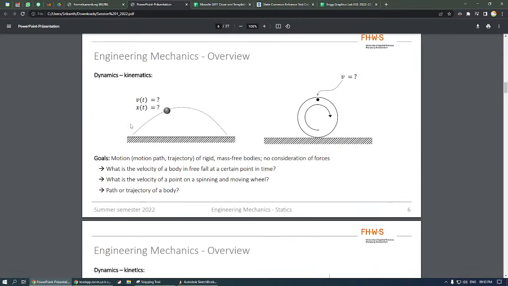Then what do we have here? Dynamics and kinematics. So how the objects are moving. So trajectory of the path. If your object is thrown in the air, then the path followed by that is called a trajectory. Right? And for a free falling body, what is the shape of the trajectory? It's like a parabola.